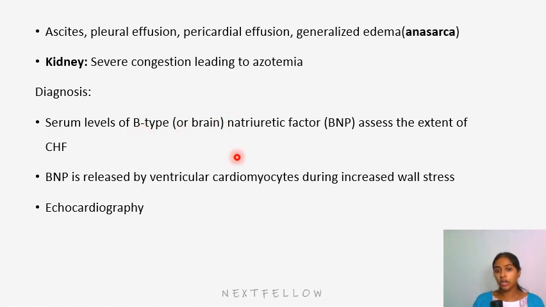This B-type natriuretic peptide was previously called brain natriuretic peptide because it was first isolated from the brain. The serum level of B-type natriuretic peptide is used to assess the extent of chronic heart failure. This is released by the ventricular cardiomyocytes during wall stress. Nowadays, drugs have been manufactured to prevent the metabolism of this BNP, so it can be used to treat heart failure patients. Along with this peptide, echocardiogram is also used in order to diagnose the patient with heart failure.